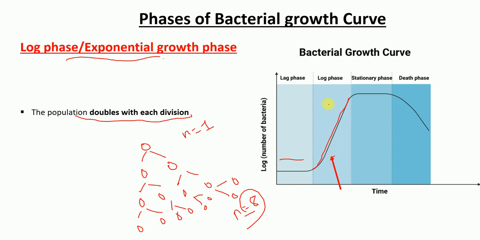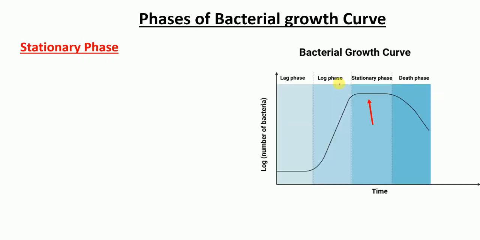So the next phase is the stationary phase. What happens in the stationary phase? In the stationary phase, the number of bacteria does not increase. Why does the number of bacteria not increase in the stationary phase? Because the number of newly produced bacteria is equal to the number of dying bacteria. That's why in the stationary phase, the cell number does not increase, it remains stable.